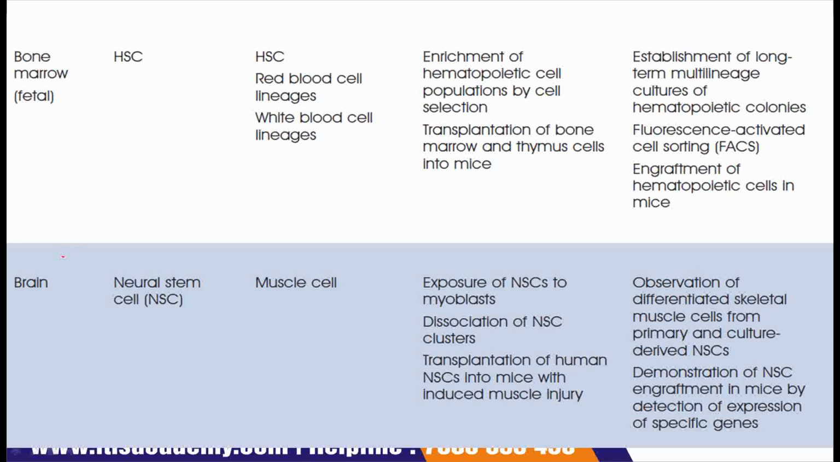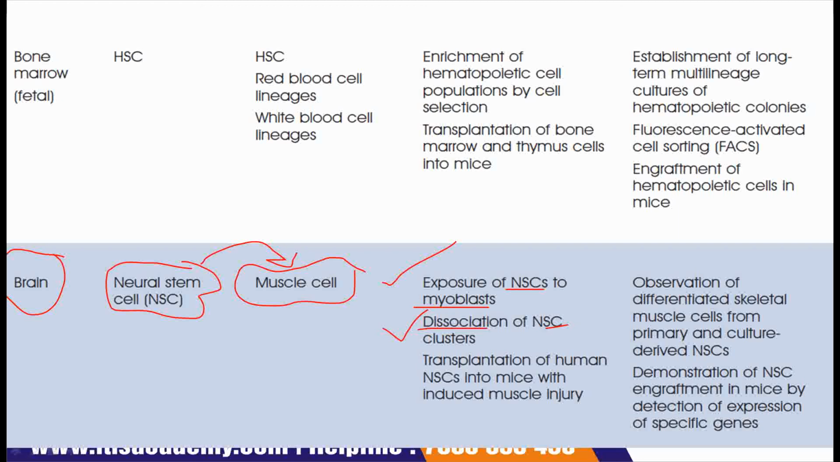Coming to the next point, origin tissue is brain, while the cells developed are neural stem cells. Neural stem cell will differentiate into muscle cell, and condition for differentiation is exposure of neural stem cell to myoblast, dissociation of neural stem cell clusters, and transplantation of human neural stem cells into mice with induced muscle injury.